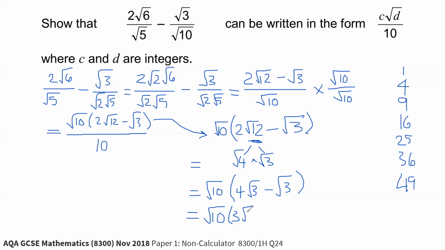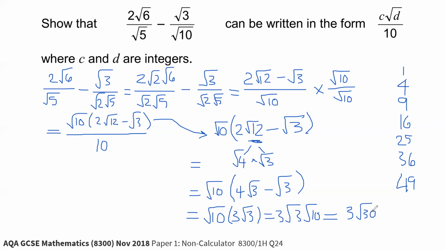We've got 3 root 3. So now, if we multiply out this bracket, we're going to get 3 root 3 and then root 10. And if we go back to what we did originally, we know that if we've got 2 surds multiplied by each other, that's the same as just multiplying and leaving under the square roots. So this is the same as 3 root 30.